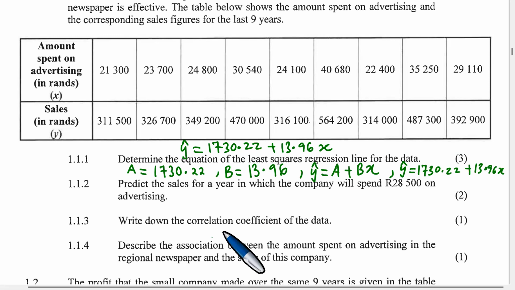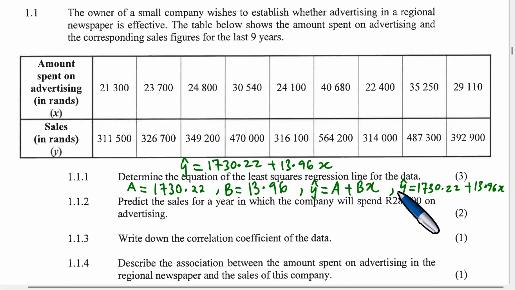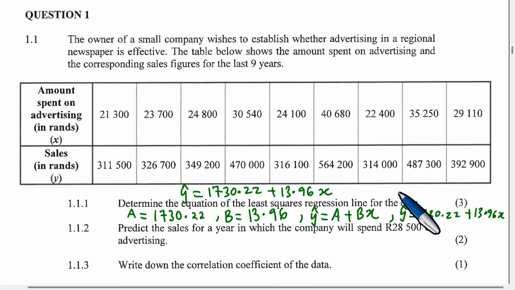Right. After we've got this, we continue to predict the sales for a year in which the company will spend 28,500 on advertising. If the company spends 28,500 on advertising, what do we do with this? What we do with this is that Y hat. Y hat is actually 1730.